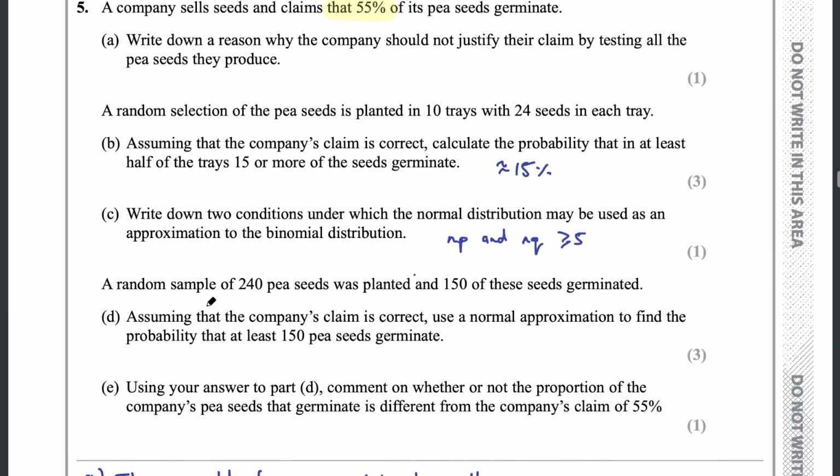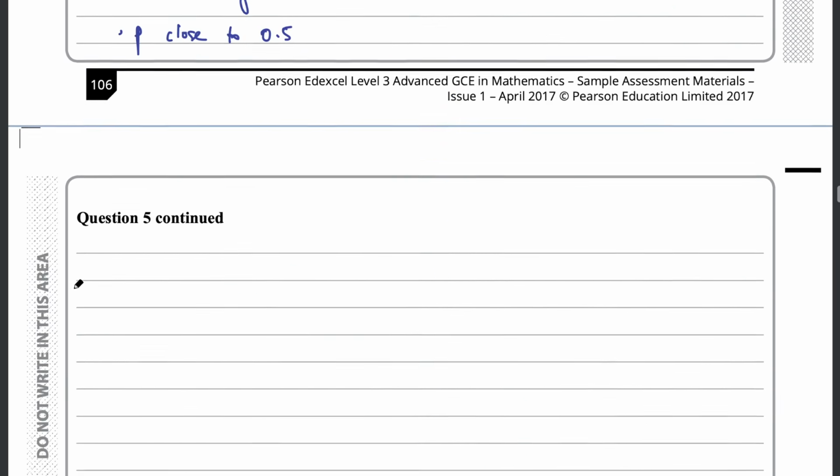Part D says a random sample of 240 pea seeds was planted and 150 of these seeds germinated. So they've done a test and they have 150 seeds germinating. And part D asks, assuming that the company's claim is correct, use a normal approximation to find the probability that at least 150 pea seeds germinate. So again, we're assuming this 55% is correct, and we're using a normal approximation this time. So let's get started on part D.